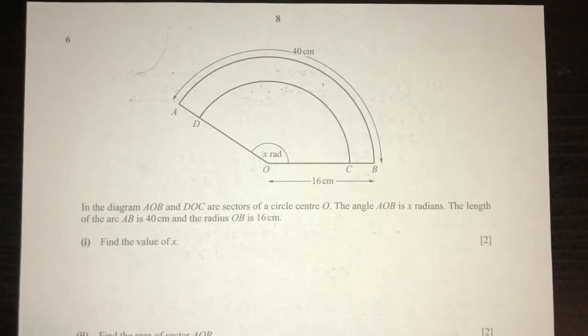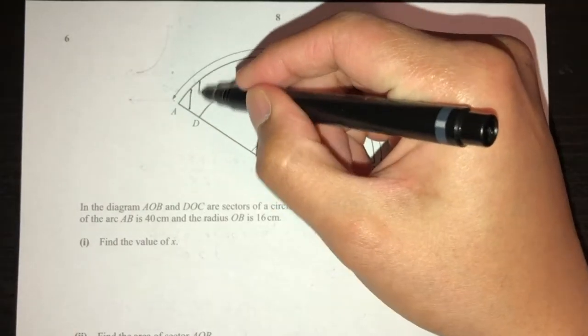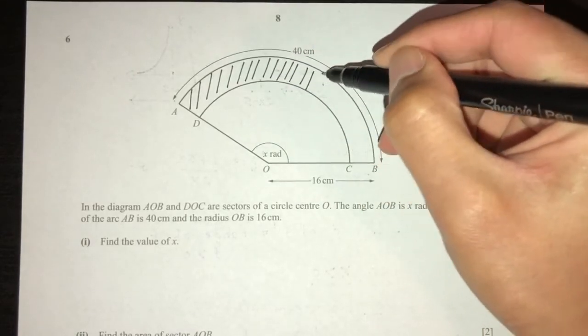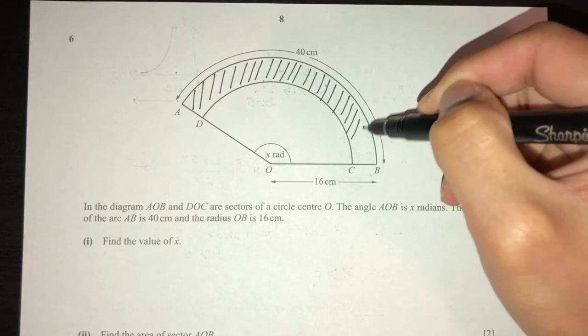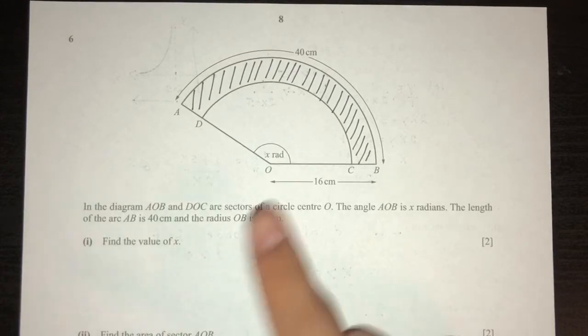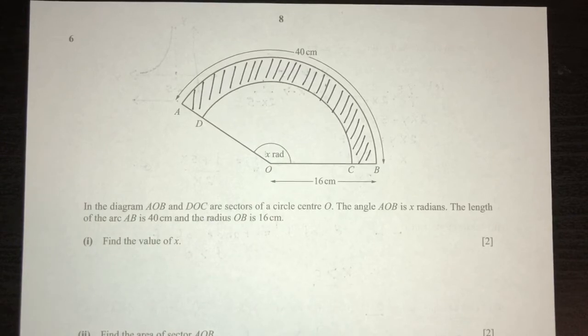So I believe in the question itself, this will be your region that has been shaded. Okay, now in the diagram we have AOB and DOC are sectors of a circle with center O. Then the angle AOB is x radians, and the length of the arc AB is 40 centimeters. Okay, and the radius OB is 16. Now part 1, find the value of x. So we have to use the information that we are given to find the value of x.